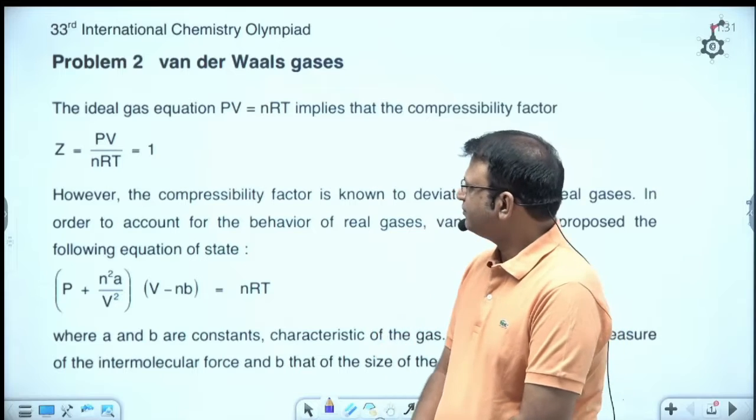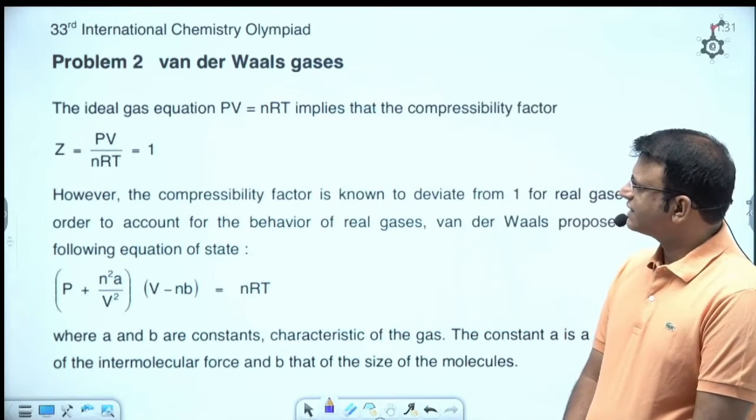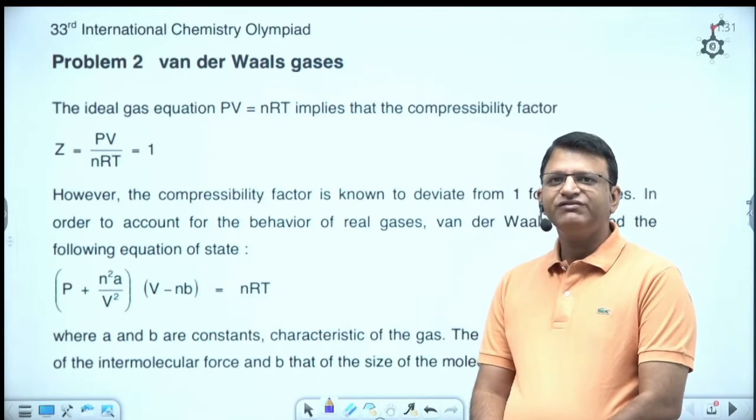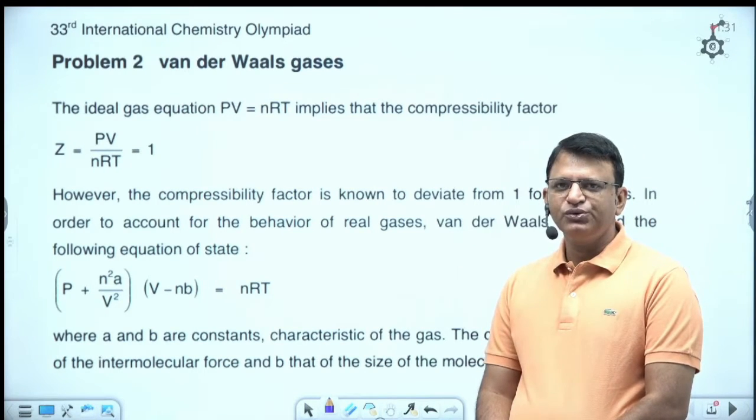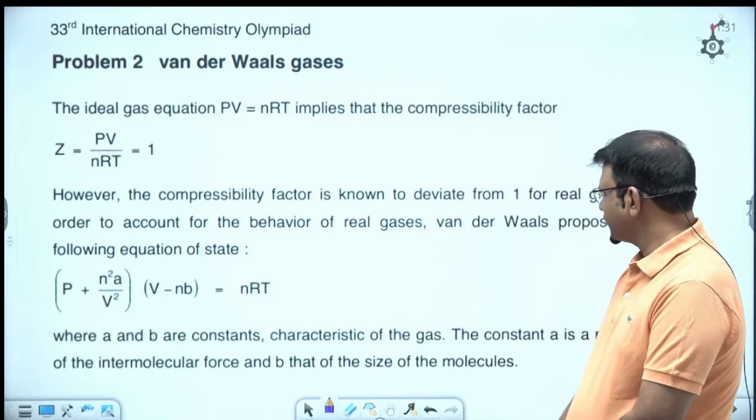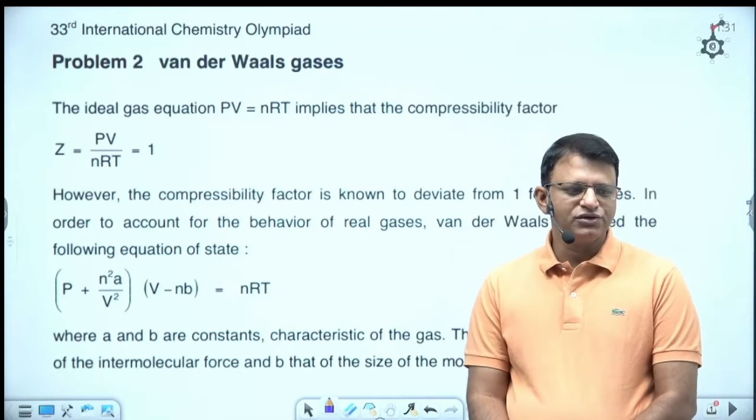So this is a problem 2 of van der Waals real gas, and this problem has 5 parts. It is divided into A, B, C, D and E part. So one by one we are going through the problem and then we'll solve it.